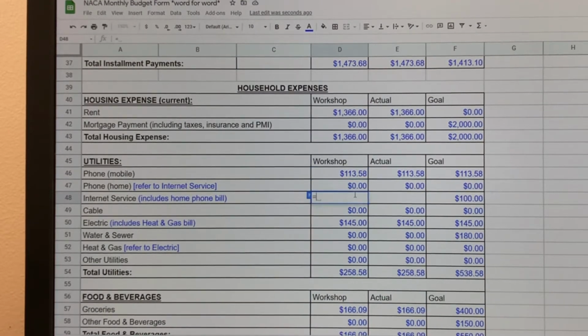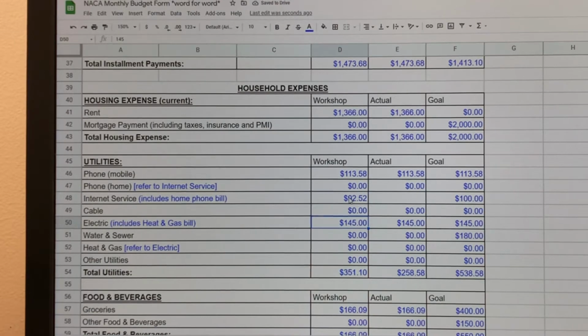Internet equals 2.5. That's right. Over. And if you see here, the goal was 100, even though what we actually spend is 92. Sometimes it's 98, so I just keep it at 100 just to be safe.